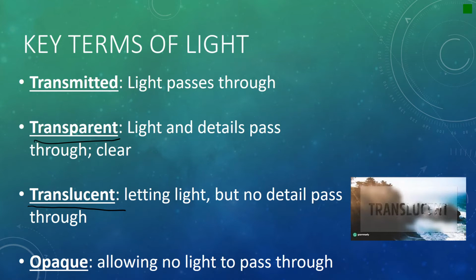Transparent is when light goes through it and it's perfectly clear. So like a clear glass window, that would be transparent.